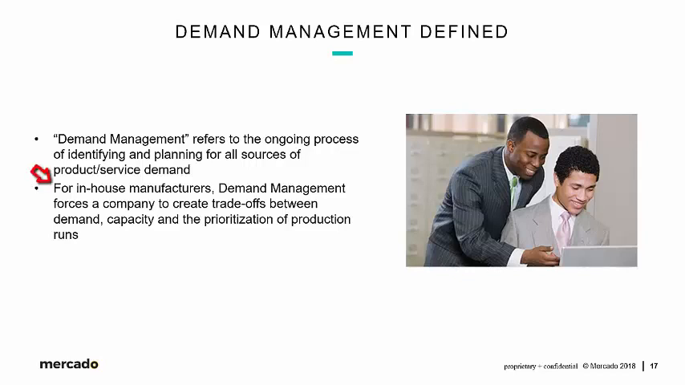For in-house manufacturers, demand management forces a company to create trade-offs between demand, capacity, and the prioritization of production runs. We've talked about this as well. We estimate our demand through a forecast. We then start receiving customer orders. Either way, we're going to have a certain amount of production capacity. Hopefully, it's a good problem to have. We have more demand than we have capacity. We certainly wouldn't want it the other way around. But in that positive scenario, where we have lots of demand, we have to be able to prioritize our production runs, which means we have to manage the prioritization of the import of our raw materials.